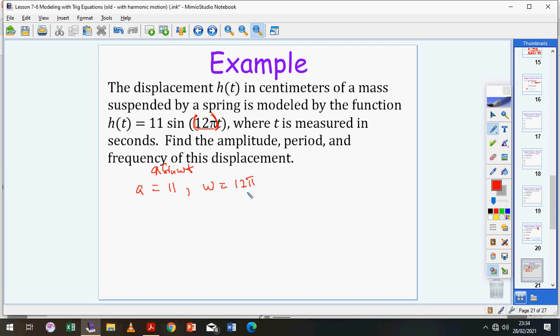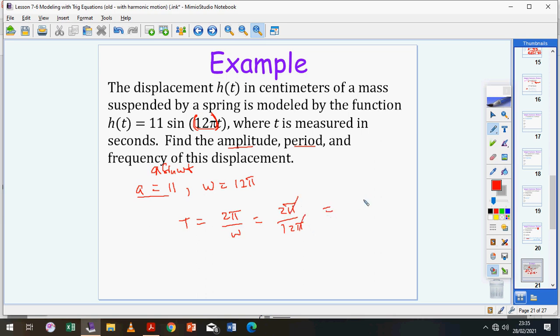Okay, so after finding the omega, I can find the amplitude. I know the amplitude is 11. I can find the period. I know period is 2 pi over omega, which will just be 2 pi over 12 pi, which will be 1 over 6.